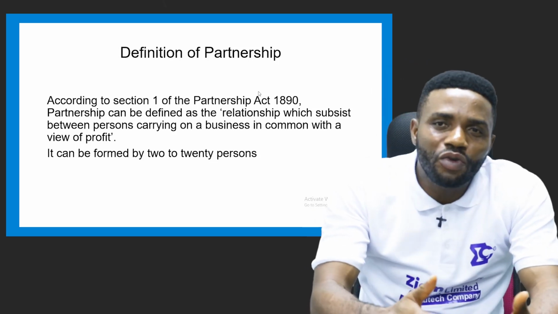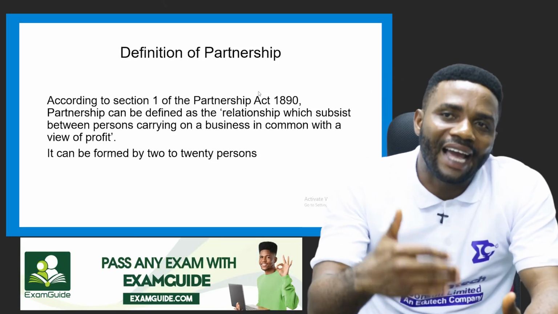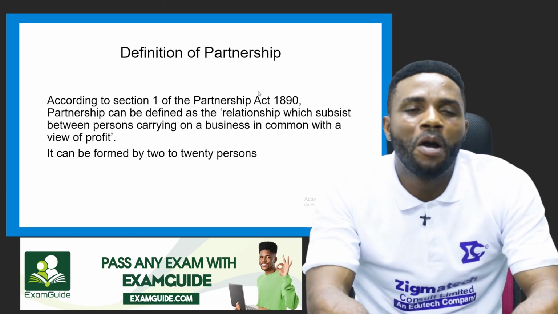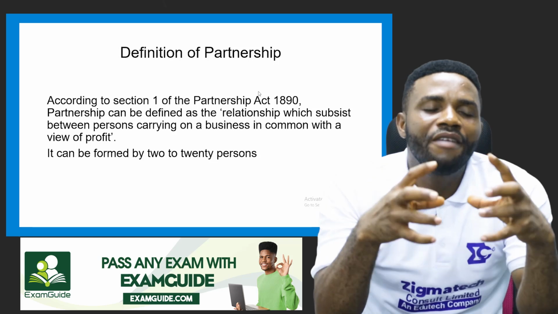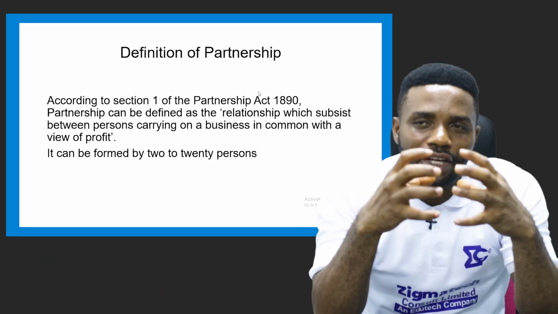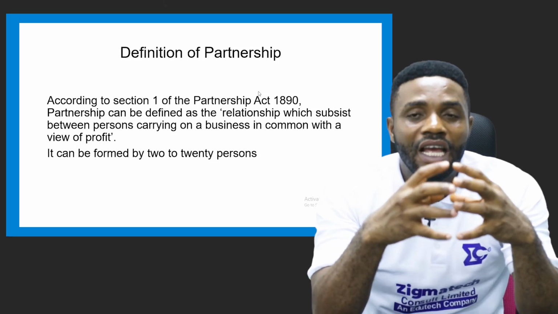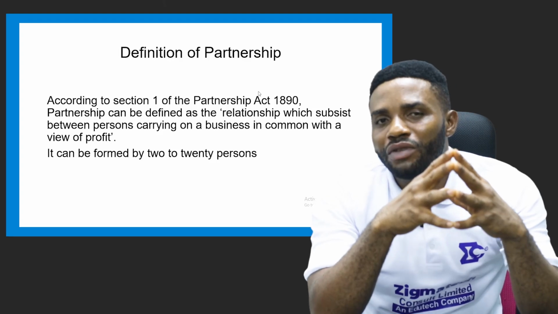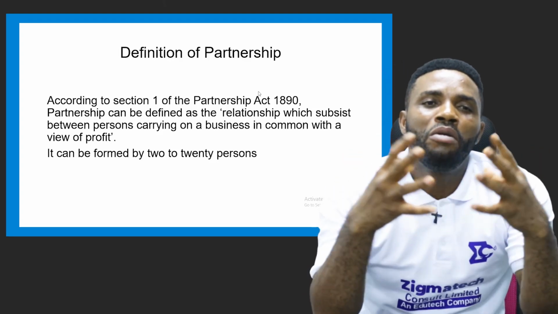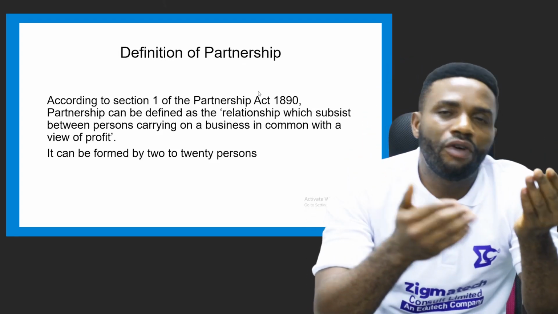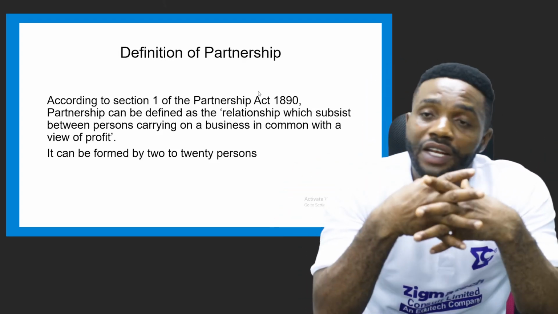We say a relationship which subsists between persons carrying on a business in common with a view of profit. That means that if that relationship is qualified to be a partnership relationship or partnership business, such a relationship must have profit in view. It must not be something that is done by two persons coming together for emotion. One person can fall in love with another person and they form a relationship.